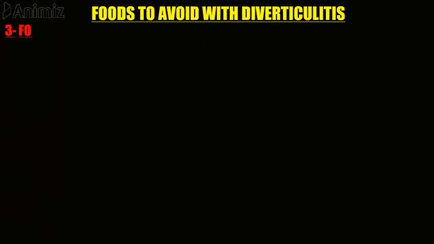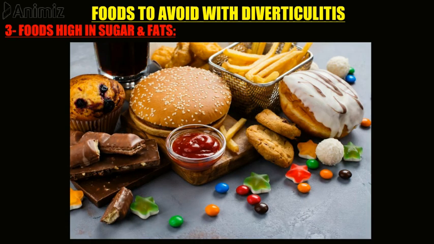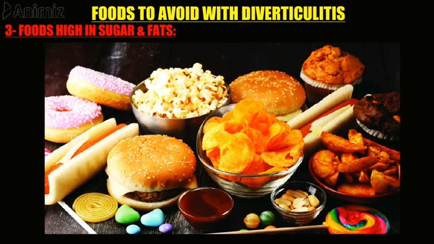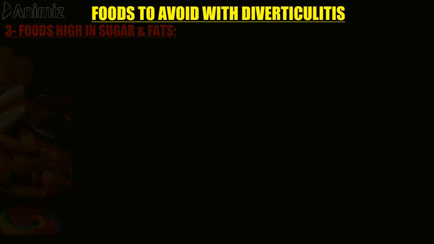Number 3. Foods high in sugar and fat. Foods high in sugar and fat are generally unhealthy, but if you have diverticulitis, it's especially important to avoid them. Foods such as fried foods, fatty meats, full-fat dairy products, pastries, and sugary sodas can all lead to inflammation in the colon, which can make the symptoms of diverticulitis even worse. To stay healthy and help manage diverticulitis, it is a good idea to limit foods like these from your diet as much as possible.